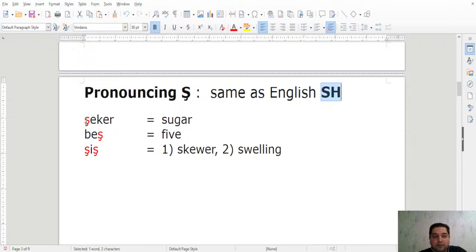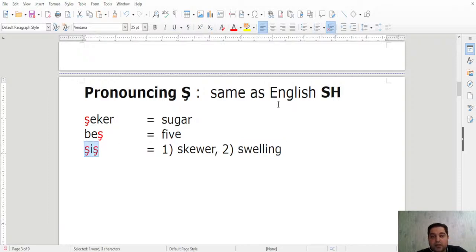And the examples here we have is şeker, right? Şeker, which is sugar. The second example is beş, which is 5. And the third example is şiş, which means a skewer to make barbecue, to make kebab, or a swelling on somebody's body. If you have a swelling on the body, that's also called şiş. Şişmek, by the way, is the verb. What is şişmek? Şişmek is to be inflated, to swell. That is the verb, and the noun will be just şiş.